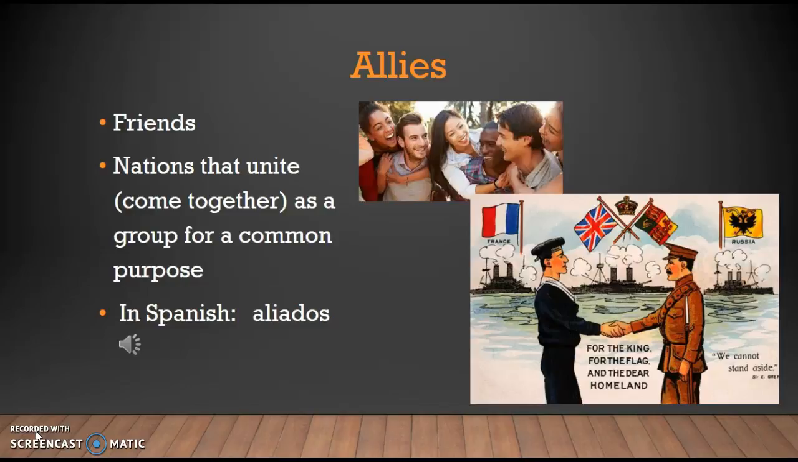So allies. This word should be familiar to you from our lesson yesterday on the causes of World War II. We discussed how World War II began. So in a general sense, the word allies just means friends. But in a political sense, when we're talking about countries, allies are nations that come together or unite as a group for a common purpose, to achieve something they all want.